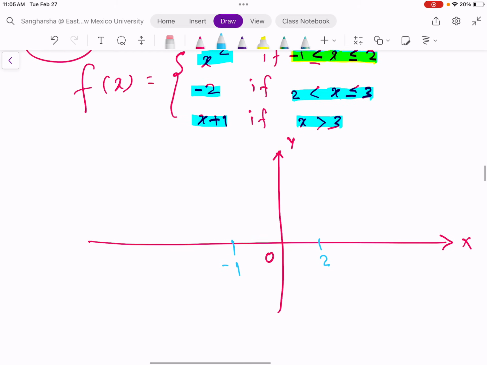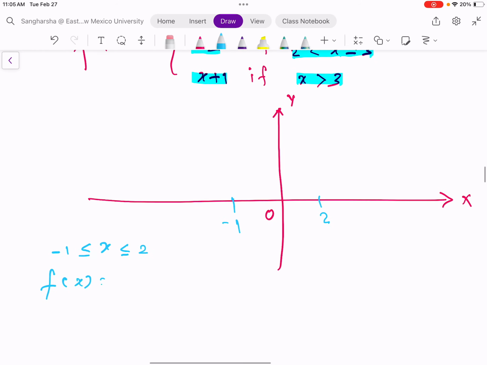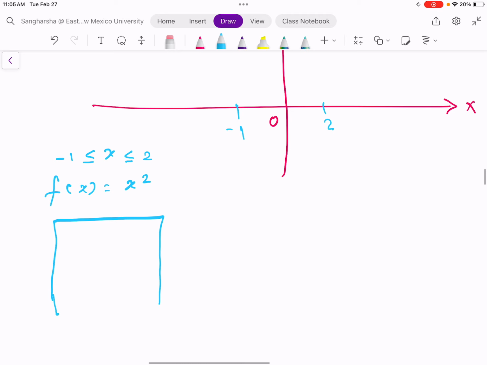So when x is greater than or equal to -1 and less than or equal to 2, what is f of x equal to? That is x squared, right? So our f of x is x squared. So let's make a table for this function. You can choose any x, and that x has to be greater than or equal to -1 and less than or equal to 2, and we get the output f of x.